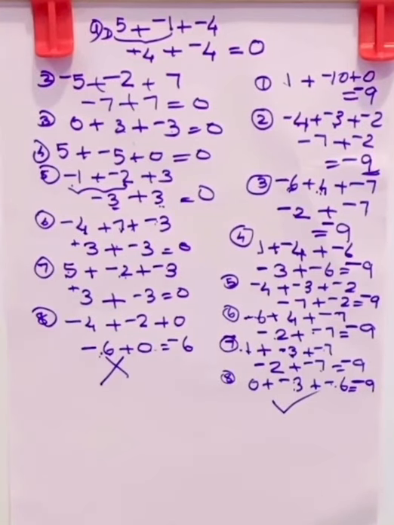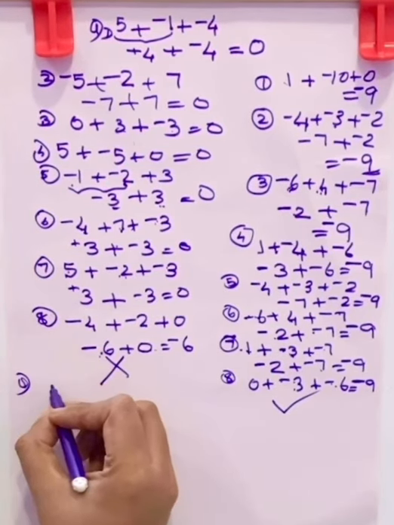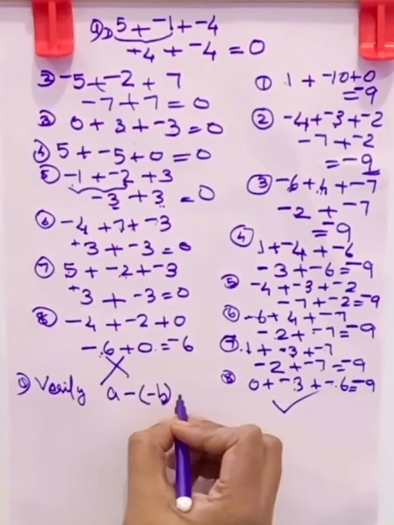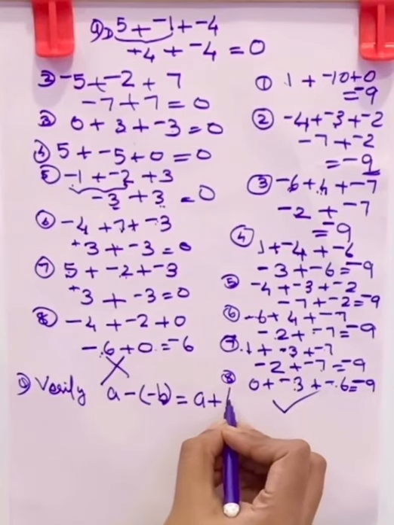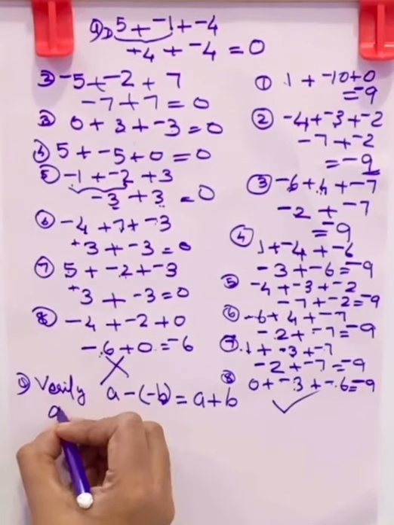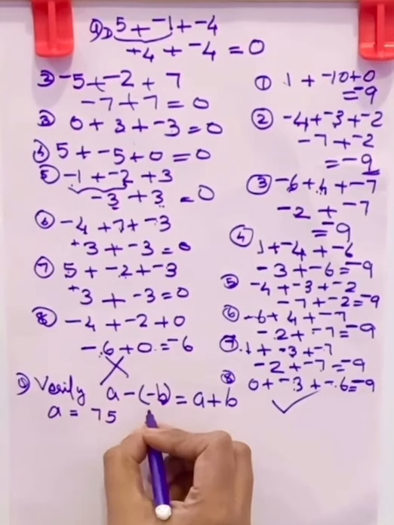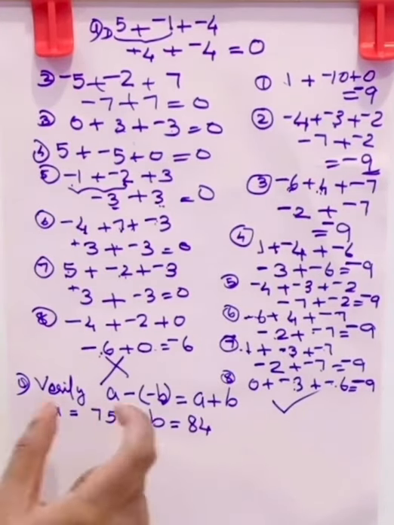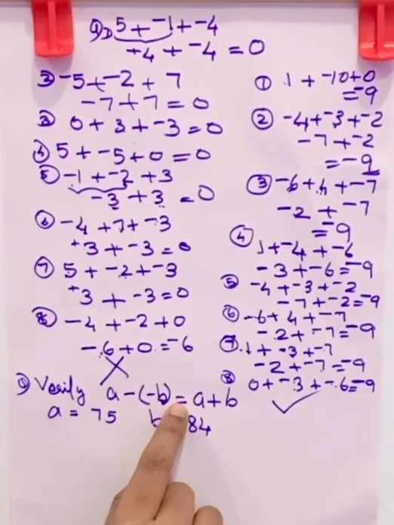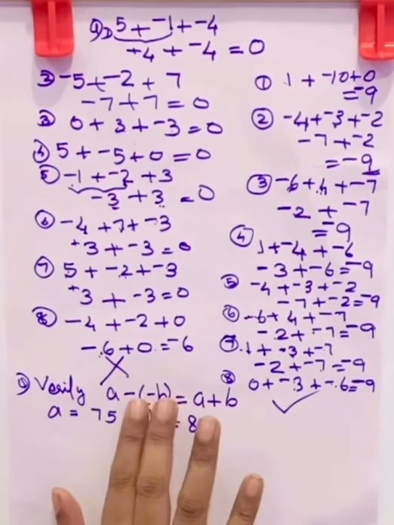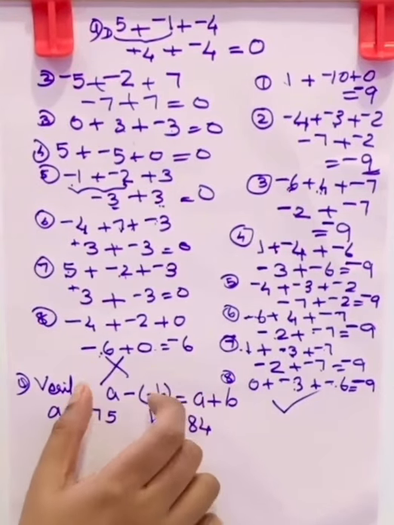Verify a minus of minus b is equal to a plus b. That is, we want to verify a minus of minus b is equal to a plus b for following values of a and b. I do one example for you. A is equal to 75, b is equal to 84. Now we want to check whether LHS and RHS are equal. LHS means left hand side of this equal and RHS is right hand side of this equal. So we want to check whether this statement is correct, that is both are equal.